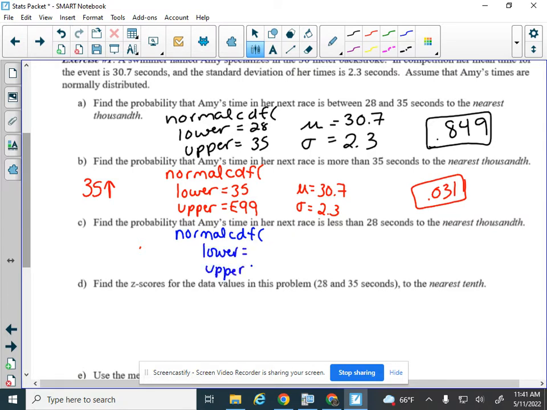Now, if we want it to be less than 28, the highest it can be is 28 to show negative infinity. Not that she can really have a negative time, but we're just always going to use that to say we're finding everything else in the curve on the lower side. So we're going to write negative E99 here. Same mean, same standard deviation. Okay, and then we'll enter those values.